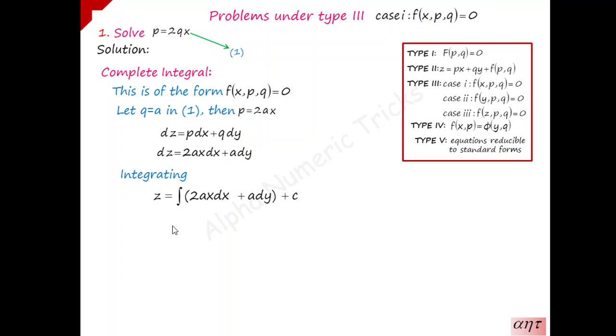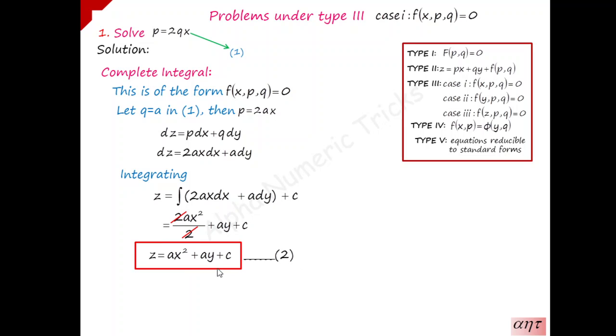Now we have to integrate this term. What is the integration of 2ax dx? 2a is constant, so write it as it is. The integration of x dx is x squared by 2, plus a into the integration of dy, which is y, plus the constant of integration c. Now this 2 and 2 get cancelled. So what is the remaining term? It is z is equal to ax squared plus ay plus c, which is the required complete integral. Number that equation as 2. In this complete integral we have two arbitrary constants and the number of independent variables is also equal to 2. So this is our complete integral.